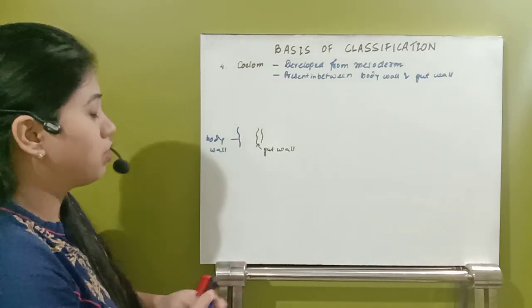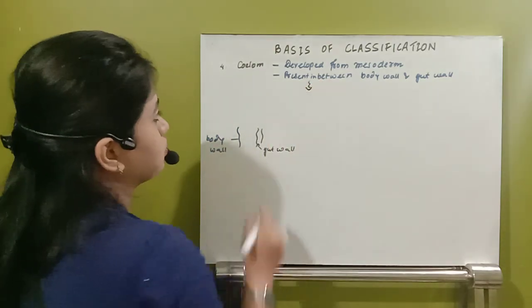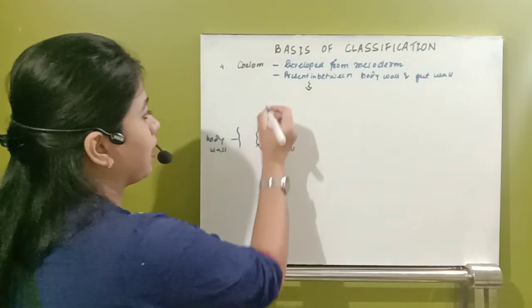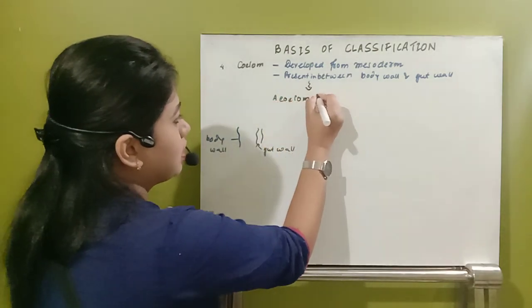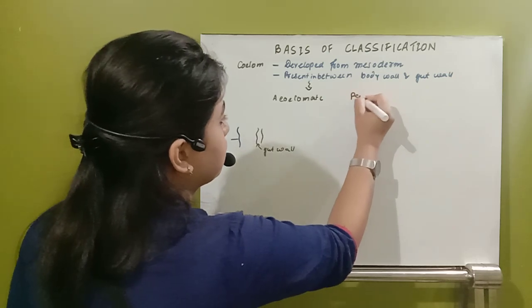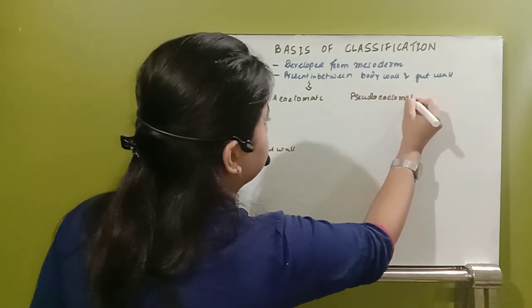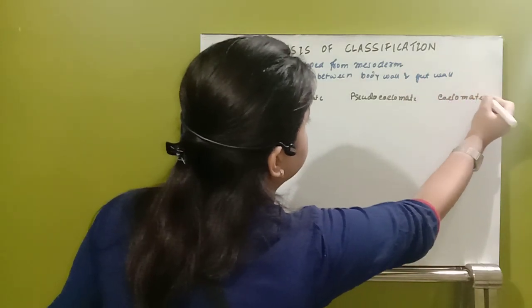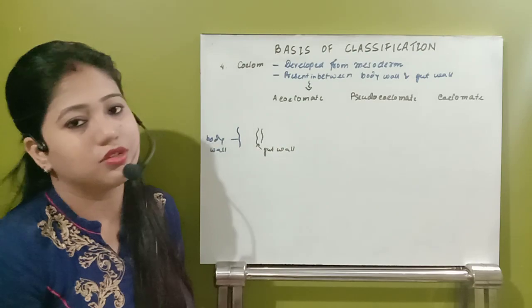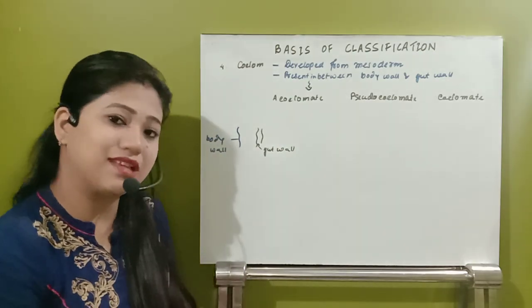First of all, depending upon the presence or absence of coelom, we are going to have the first type of animal. They are acoelomate. Then after that you have pseudocoelomate. Then after that you are going to have truly coelomate or eucoelomate, or simply you can also call it coelomate. So just see what are those animals, acoelomate.